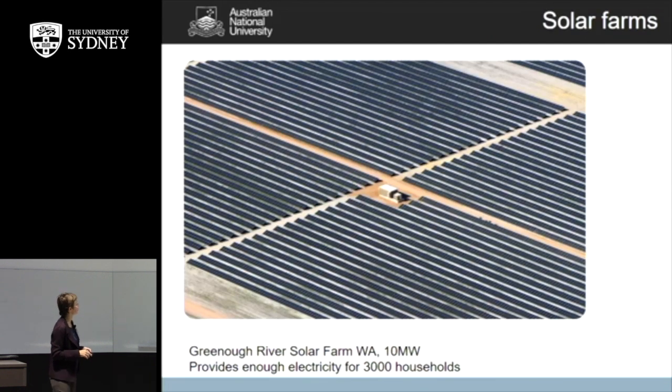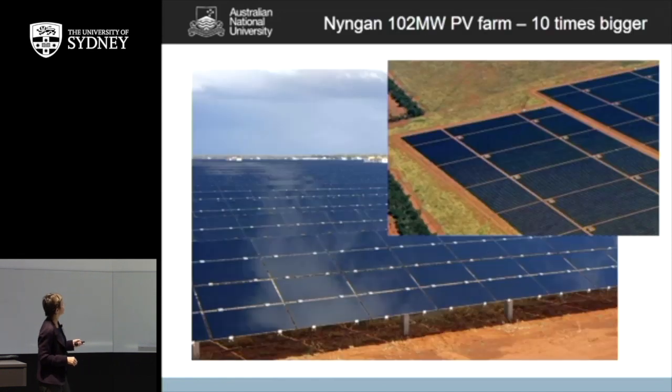Here's the first solar farm in Australia. That was in Western Australia. It's a 10 megawatt system, and you can just see the panels, so you can get an idea of the size of this sort of system. Now, as I mentioned yesterday, they're making much bigger solar farms. This is a 100 megawatt solar farm.